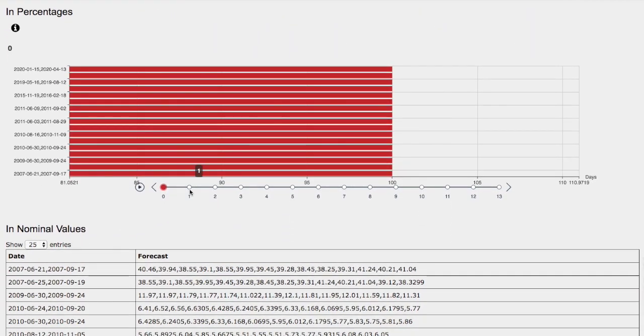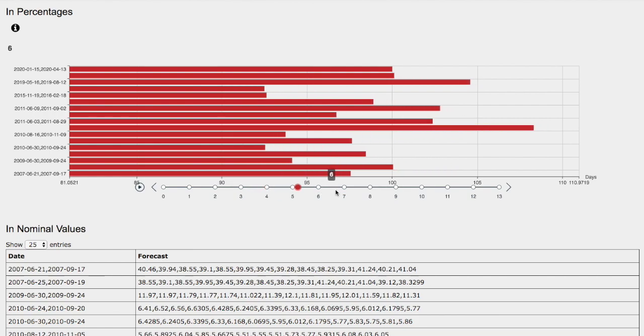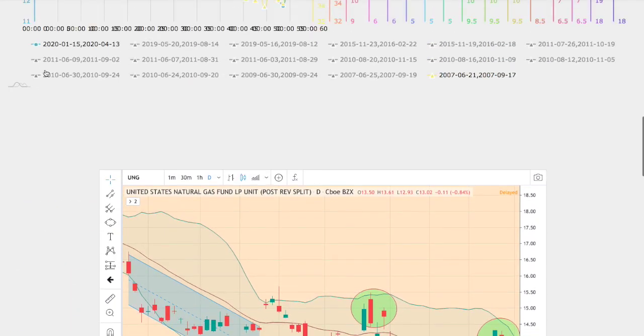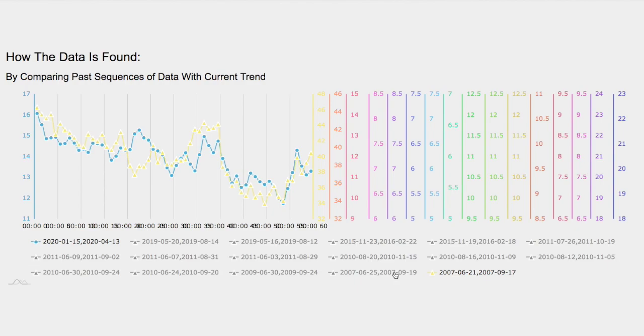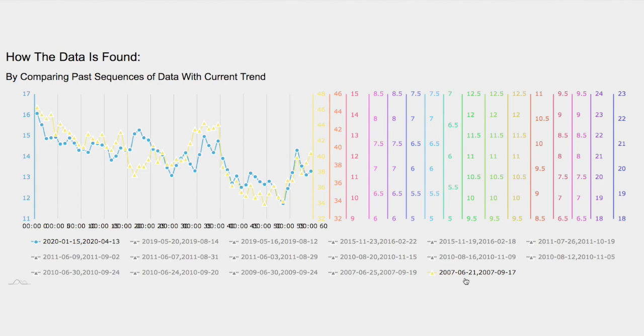So let's examine the day-by-day forecast for natural gas. So we have 1 day out, 2 days out, 3 days out, 4 days out, 5 days out, 6 days out, and 7 days out. So which one of these models should we focus on? Ideally, the model that is the best match to the current trend. So right here we have our current trend, and overlapping it is the trend that I believe is the best match. And that dates back to June 21st, 2007 to September 17th, 2007.